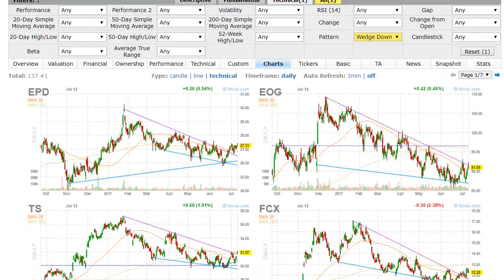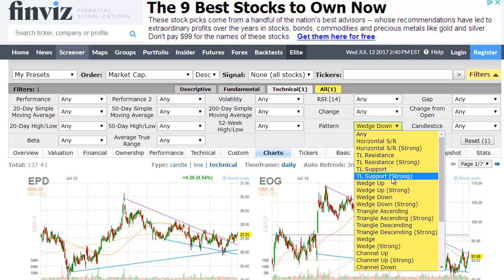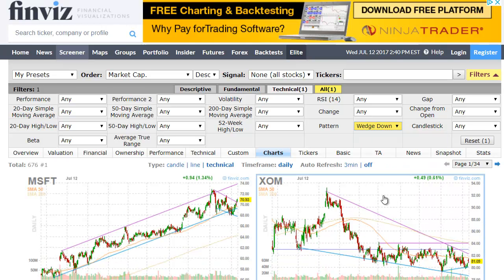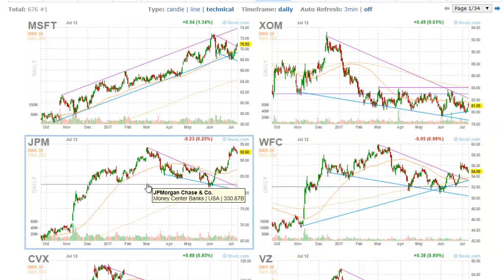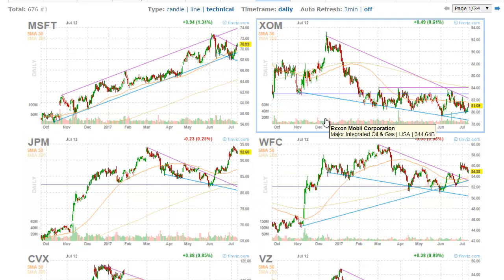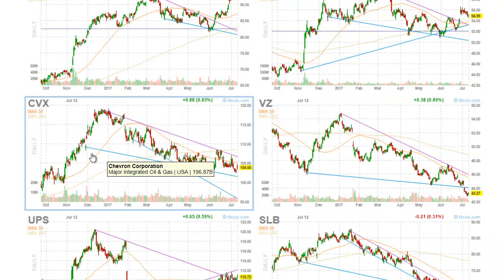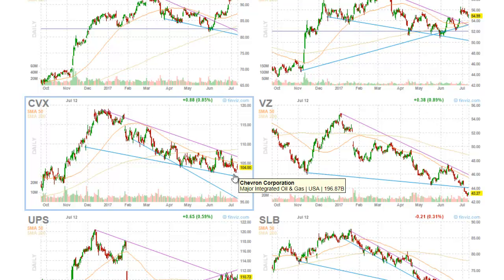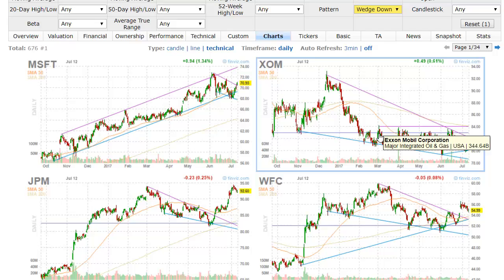Now there is the other wedge. Let me make sure I have wedge down strong. Let's take a look at the other wedge down. And you can see it's a little bit different. Microsoft is starting that wedge. Somebody's already broken out. ExxonMobil, we're actually focused in on the oil and gas stocks this week, so you're seeing a lot of these oil and gas stocks showing up as the pattern. Here's the wedge pattern in CVX, wedge pattern in ExxonMobil.